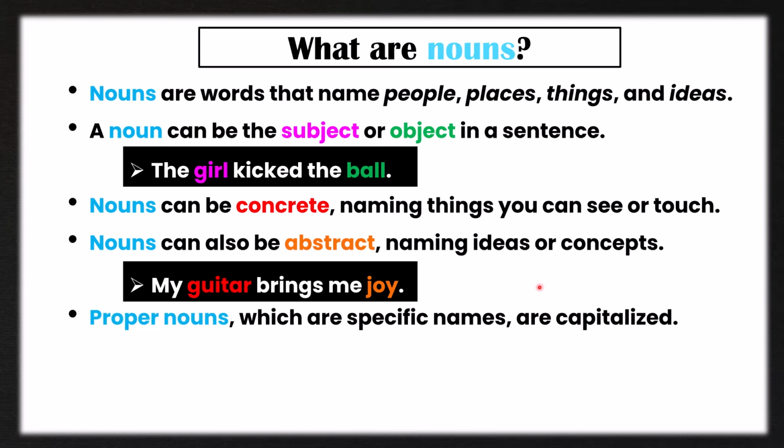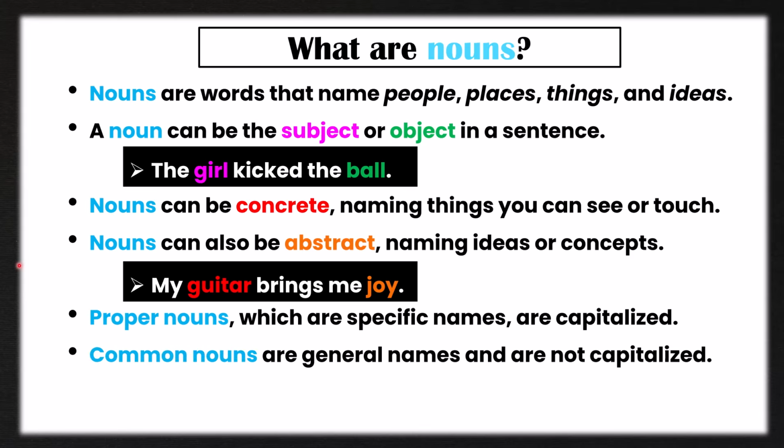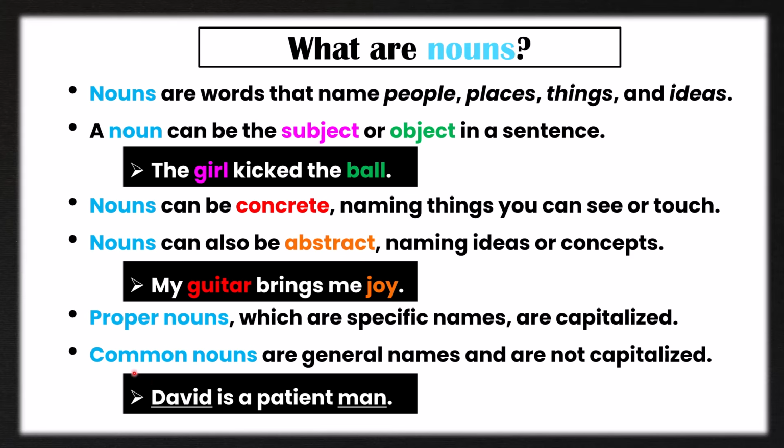And we have proper nouns, which are specific names, and these are capitalized. We also have common nouns, which are general names and are not capitalized. For example, David is a patient man. David is a proper noun because it's a name, and it's always capitalized even if it comes at the end or in the middle of a sentence. And man is a common noun. It's general, and it's not capitalized unless it's at the beginning of a sentence.